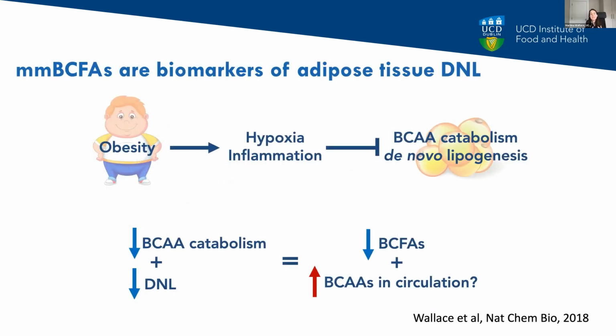So we're still looking for the function of these, but in conclusion, we think these branched-chain fatty acids are biomarkers of normal adipose tissue function and DNL. And basically in obesity, where you have factors such as hypoxia and inflammation, these are suppressing branched-chain amino acid catabolism and de novo lipogenesis in the adipose tissue. And this is leading to a decrease in circulating branched-chain fatty acid levels, which has now been shown in a number of papers where, in patients with obesity, these branched-chain fatty acids are decreased, and this might also contribute to the elevated branched-chain amino acids seen in these patients.